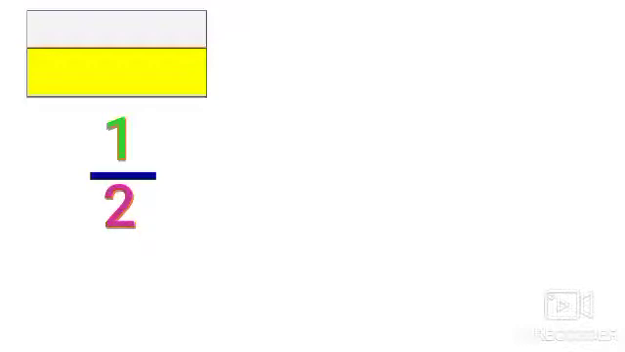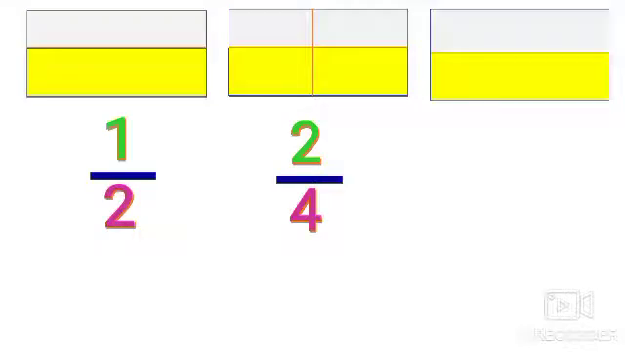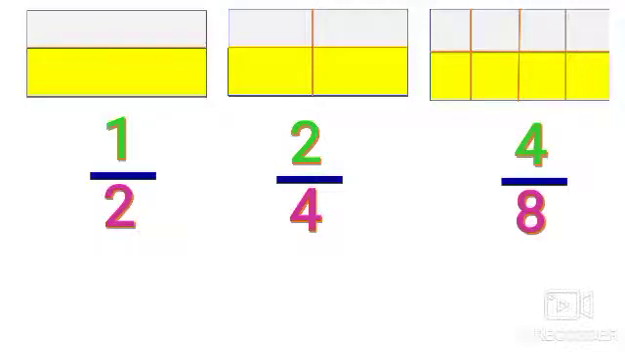This is one rectangle. I divide this rectangle into 2 equal parts and I have colored only 1 part. So my fraction will be 1 upon 2. Suppose I take the same rectangle and divide it into 4 equal parts, so my fraction will be 2 upon 4. Similarly, if I take the same rectangle again and divide that into 8 equal parts, so my fraction will be 4 upon 8.